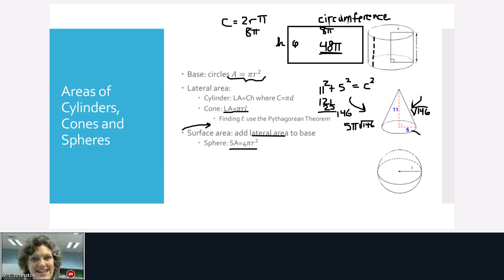What's the area of the base? Well, that's going to take us back to the original area formula, which is pi r squared. And I see that the radius here is 5. So that will equal 25 pi. So the whole surface area would be 5 pi times square root 146 plus 25 pi.